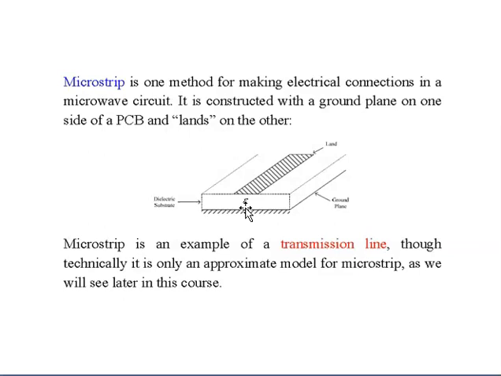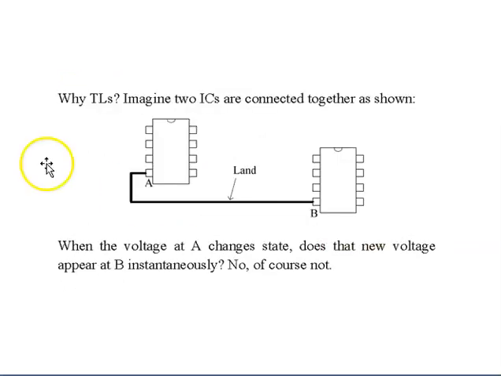And then you have the land on top of the dielectric substrate, or usually we would call it patches. So the patch would be the transmitting signal. Microstrip is an example of a transmission line, though technically it is only an approximate model for microstrip.